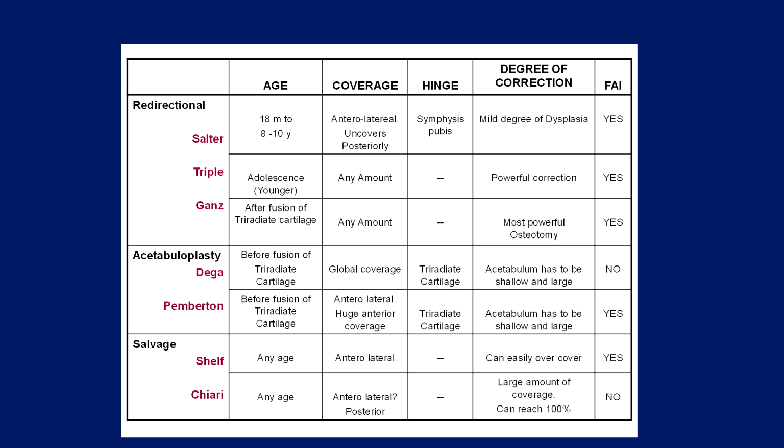And then you have your salvage procedures. At any age, they do not hinge on anything. And the Chiari is also a powerful osteotomy. It can cover almost 100%. So this gives you a summary. If you know this and you know the pathology, then you can decide which type of osteotomy you can choose.